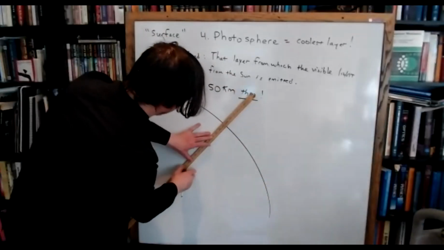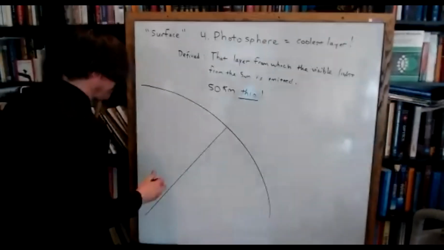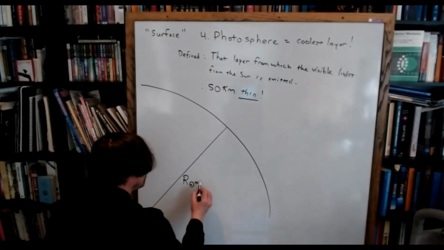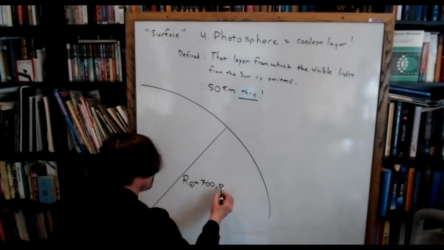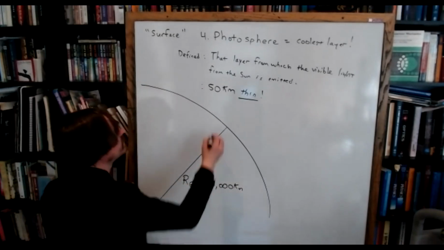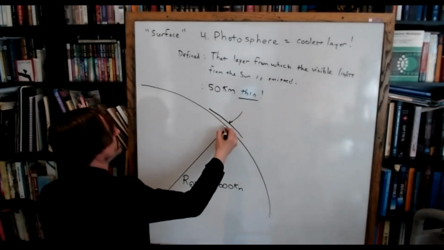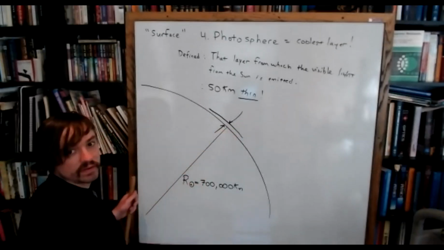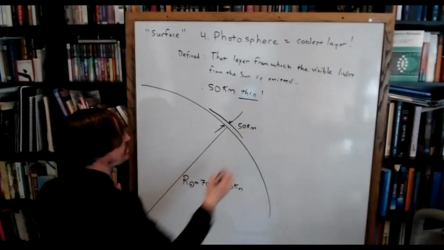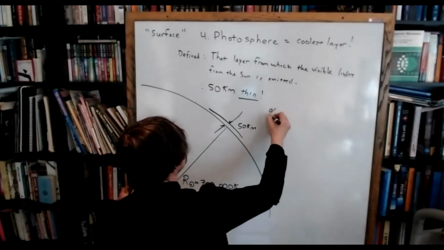Let's draw a little picture and try to compare these two things. Imagine that this is the sun, okay? And imagine that this is the sun's radius. And the sun's radius is 700,000 kilometers. And now here's the photosphere, which is a layer that's, I don't know, 50 kilometers in thickness. What percentage of the sun's radius does the photosphere comprise?